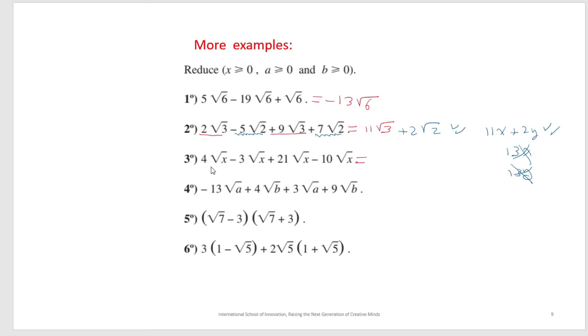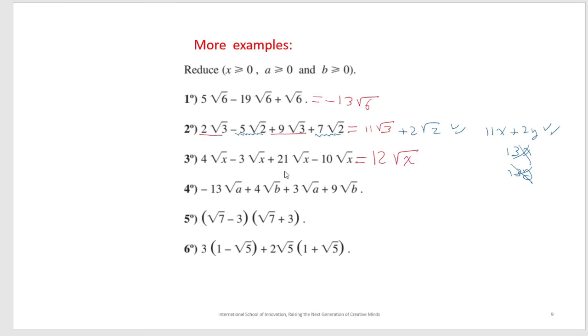Here, 4 radical x minus 3 radical x plus 21 radical x minus 10 radical x. First thing, all of them are like terms. Why? Because I have radical x, radical x, radical x, radical x. Okay? So I add the coefficients 4 minus 3 plus 21 minus 10. So let's start adding here. 4 minus 3 is 1. 1 plus 21 is 22. 22 minus 10 is 12. So it's 12 radical x.